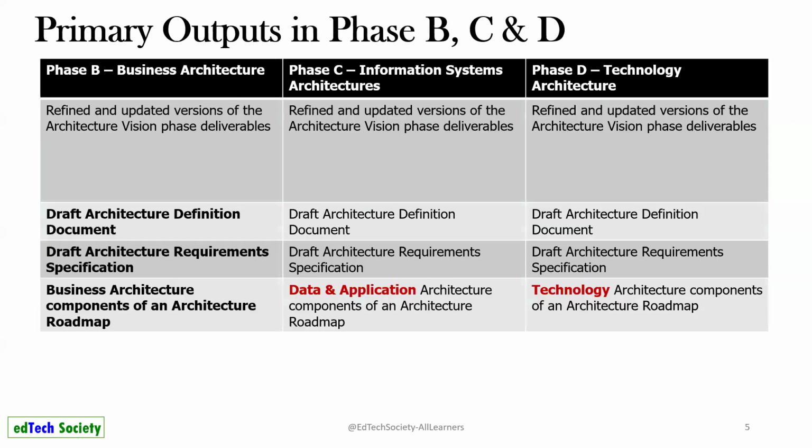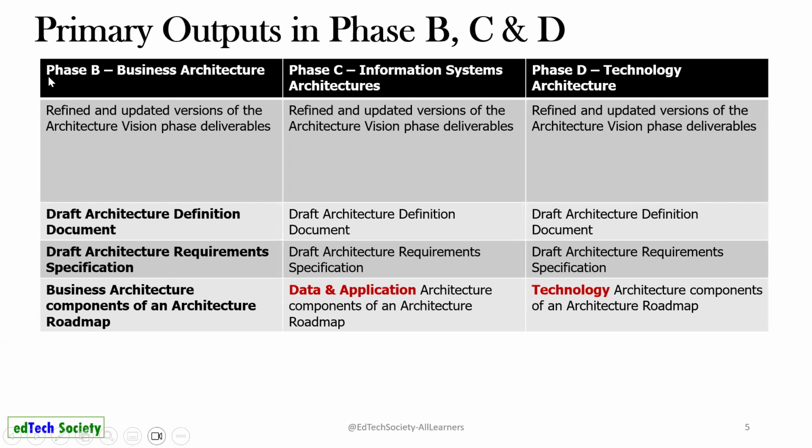Okay, moving on. The next one, as usual, is the primary outputs in phases B, C, and D. As you can see, we are continuing with a similar format. It's a comparative analysis or study we are presenting here. And in the same way, for the business architecture, we have highlighted the line items which are very important, and color coded the delta, or the difference, compared to the business architecture phase B for phases C and D.